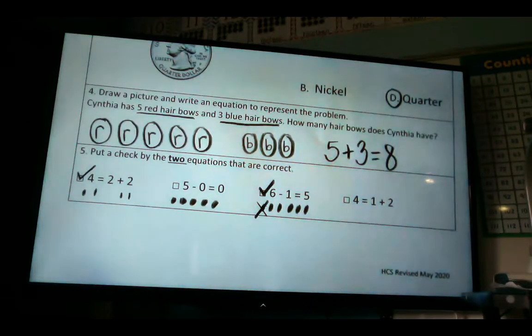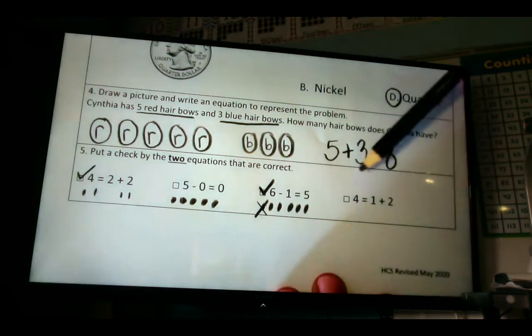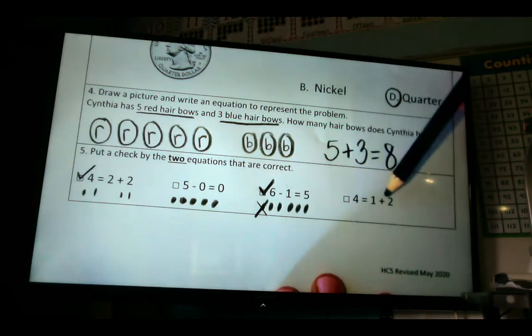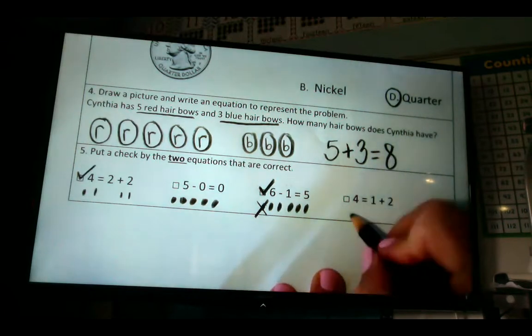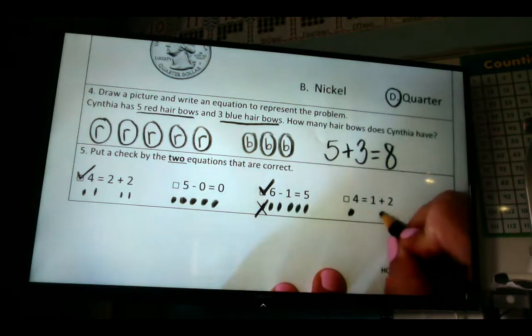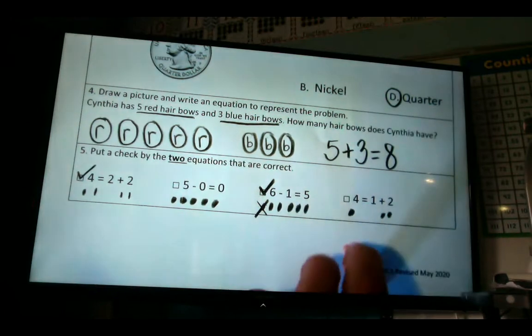Now, a good test taker is always going to check all of the answer choices. So let's look at the last one and see if it's correct. The equation reads 4 equals 1 plus 2. So let's draw that model. 1 plus 2. Can you do that, please?